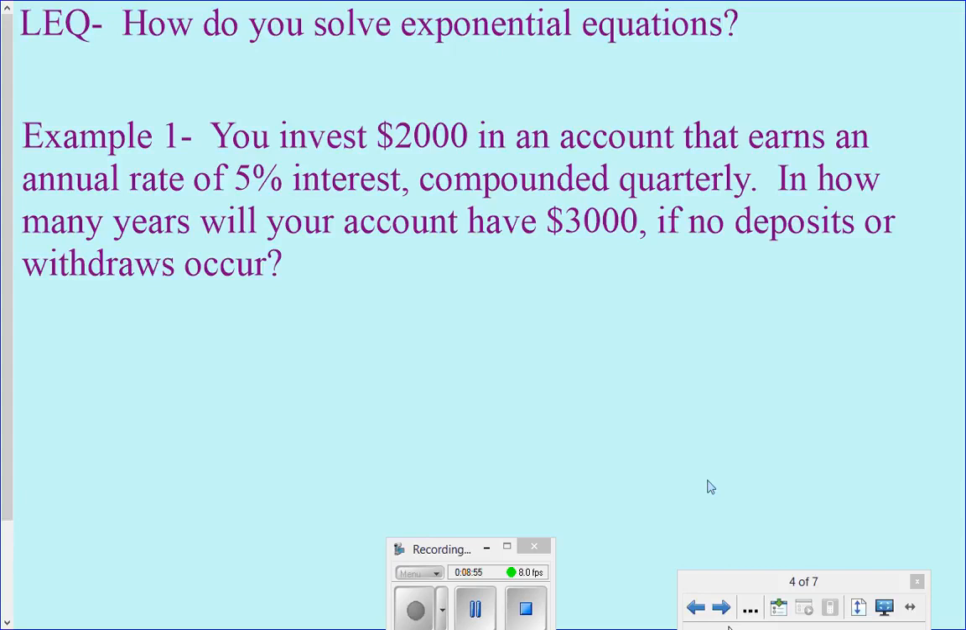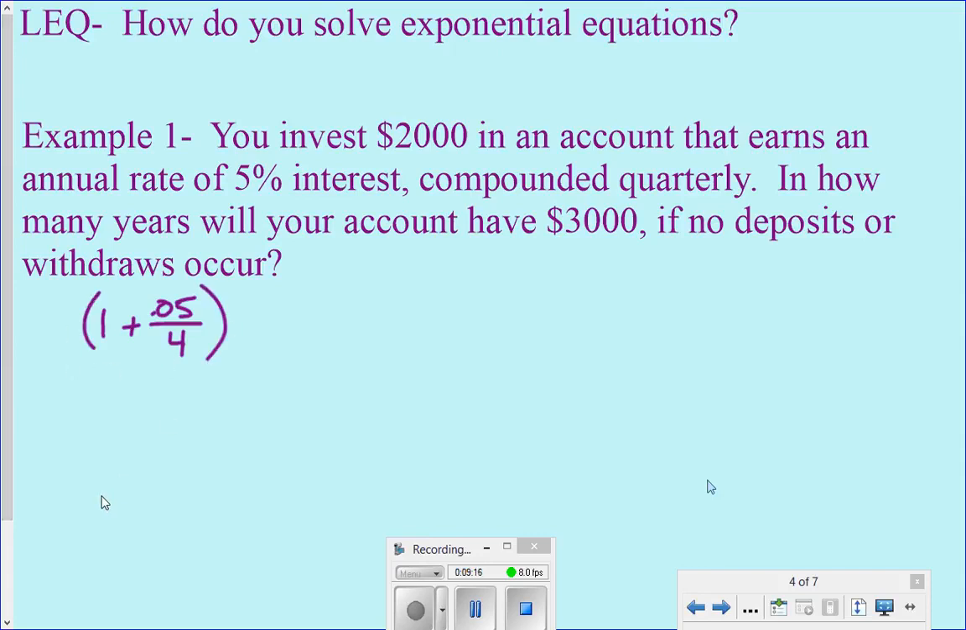So hopefully you can remember, we need to get the multiplier first. Remember, when it's compounded something other than annually, you have to divide the rate. I'm going to get it as a percent first, divide that by the number of times it's compounded per year, which is 4, and add that to 1. That number is my multiplier.